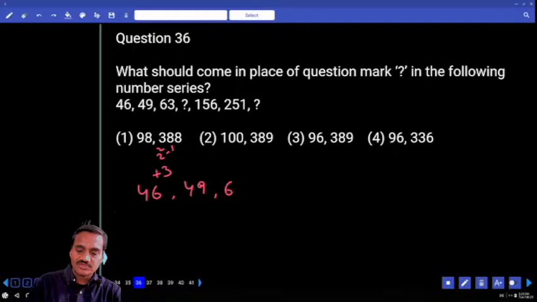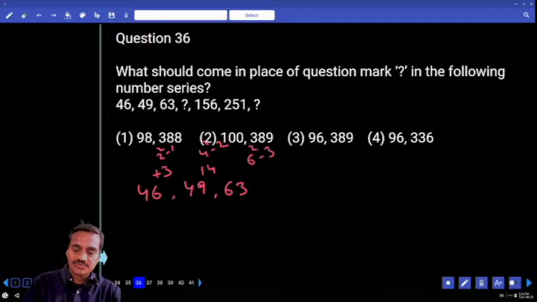49, next difference is how much? 63. The difference between 49 and 63 is 14. Now this 14 can be written as 4 square minus 2. And next one, 2, 4, 6 square minus 3. Now 6 square minus 3, how much to be added? 33. Now 63 plus 33 is 96.